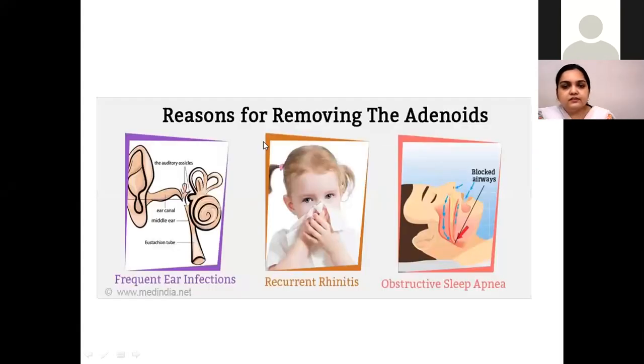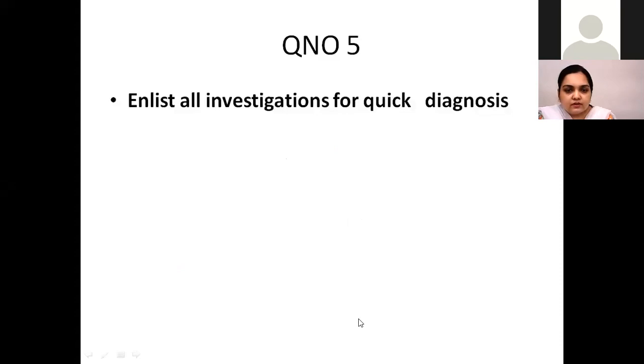Reasons for removing the adenoids: they can block the eustachian tube as well. Both ears get blocked, and the patient is unable to hear also. Obstructive sleep apnea is also a common complaint, but snoring is more common in adults. Blocked ears, recurrent rhinitis, nasal discharge, ear discharge: this is the presenting complaint for adenoids in children.